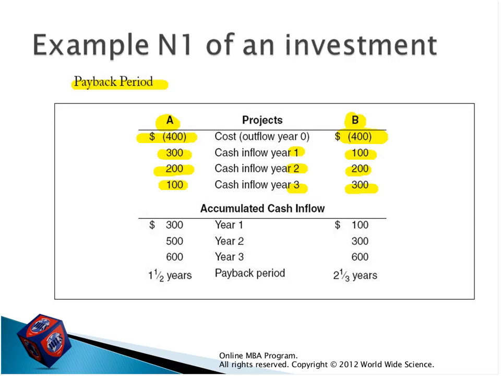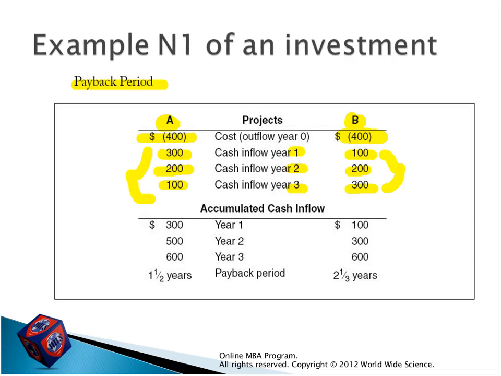As you can see, the investment costs are the same for projects A and B, right? Let's see the cash inflows, which means the profits or savings that each project brings. Project A is a total amount of 600, and project B is also a total amount of 600, the same. So we have the same total profits for the two projects over the 3 years.